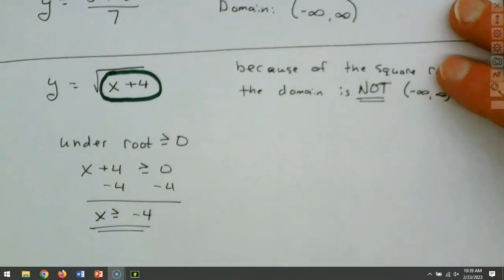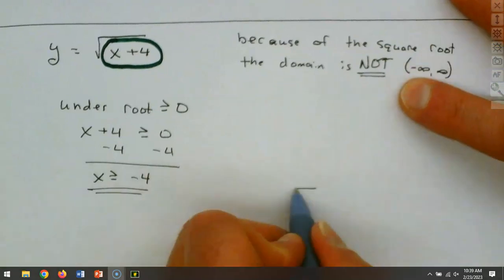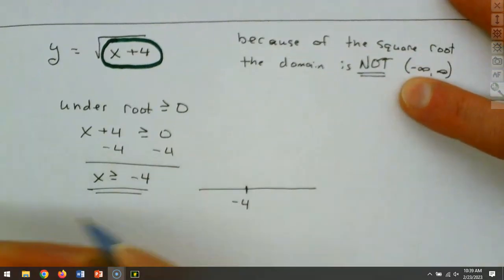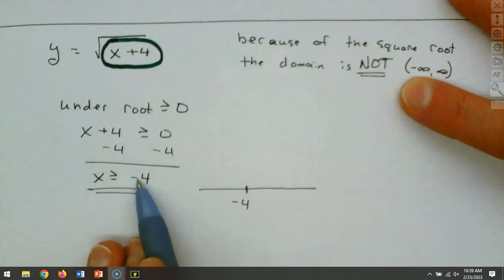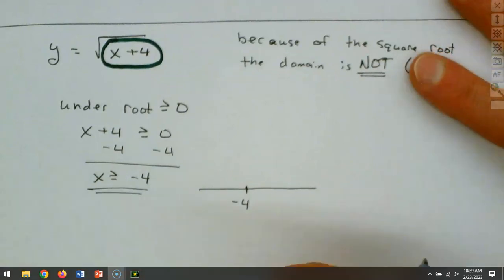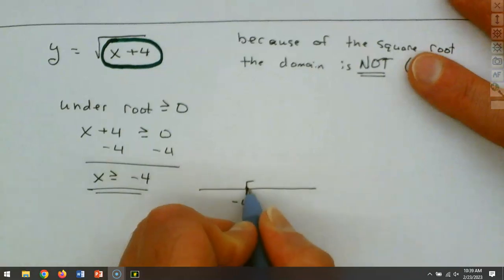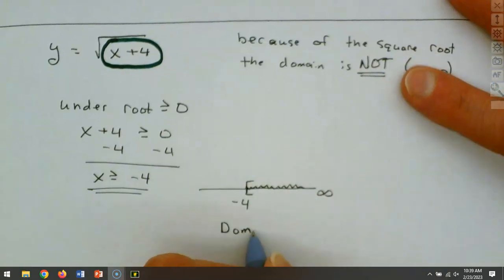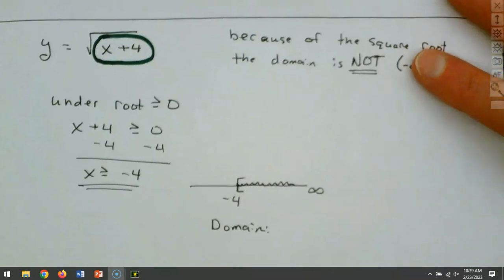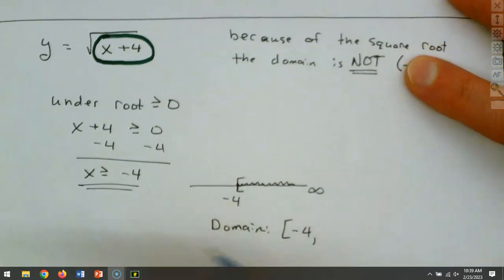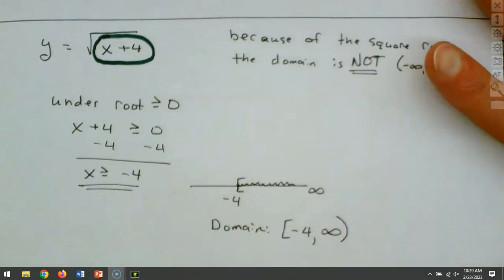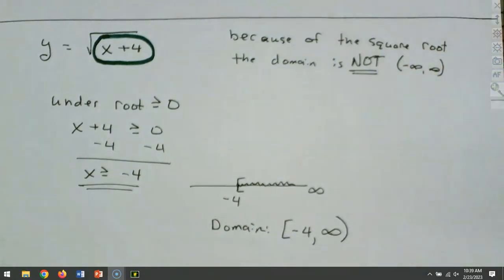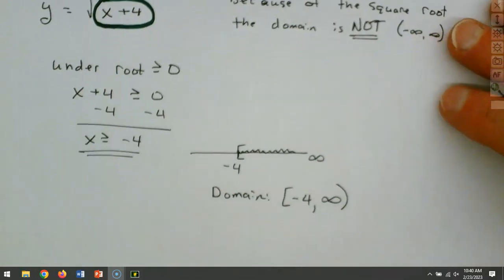And we want to write it in interval notation. So on a number line, here's our negative 4. It points to the right, so that's where we shade. So we'll be shading in this direction. And what would the domain now be? Okay, we write our domain in interval notation. Our domain would be negative 4, and where does it go to? Positive infinity. So for square roots, what you do is you take what is underneath that square root and you set it greater than or equal to 0.